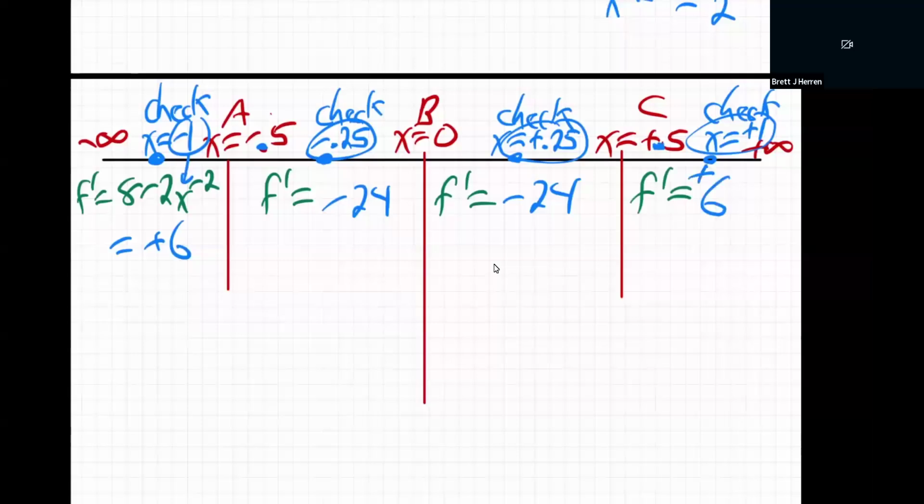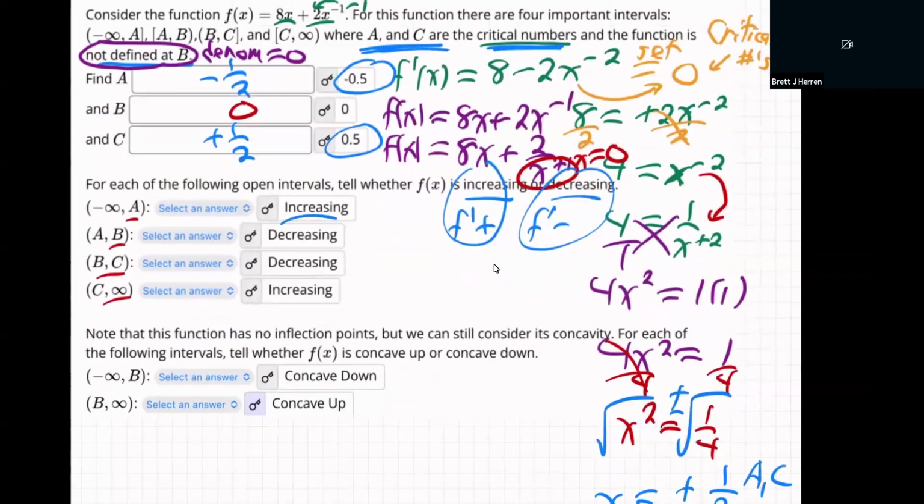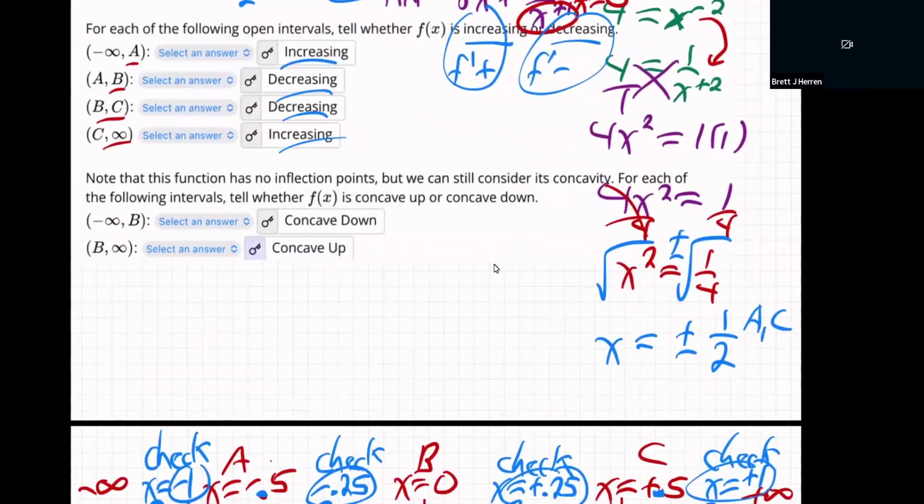Positive 6. Okay. So this means increasing, going up, because the derivative is positive; decreasing, going down, derivative is negative; decreasing, going down, negative; increasing, going up, derivative positive. So we get increasing, decreasing, decreasing, increasing. Yep, increasing, decreasing, decreasing, increasing. Now, last thing last.